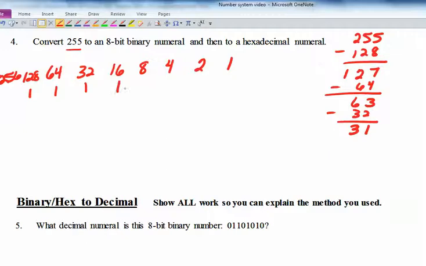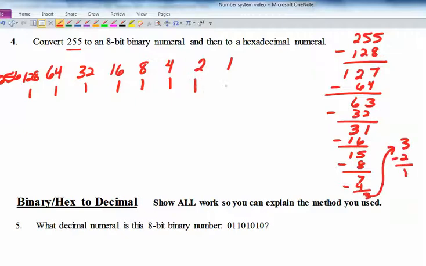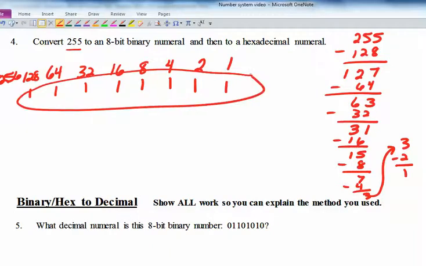So I'm going to have 1 group of 16, and now I still have 15 remaining, so I'm going to take a group of 8, and I still have 7 remaining, so I'm going to take a group of 4. And now I'll have 3 remaining. And of course, we can take a group of 2 and still have 1 remaining. So we'll have an 8-digit number, all ones.